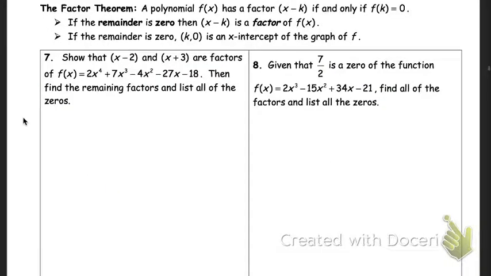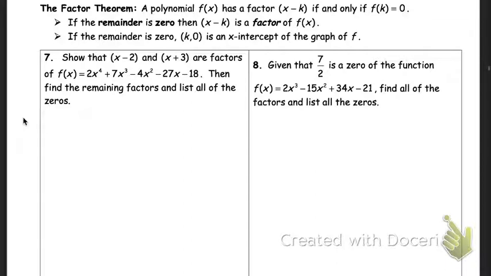Okay, so the factor theorem states that it's a factor only if the remainder is 0. That should make sense to you, just like we talked about. 9 is not a factor of 100 because the remainder is not 0. 9 is a factor of 90 because the remainder is 0. So it's the same with polynomials. If your remainder isn't 0, it's not a factor.